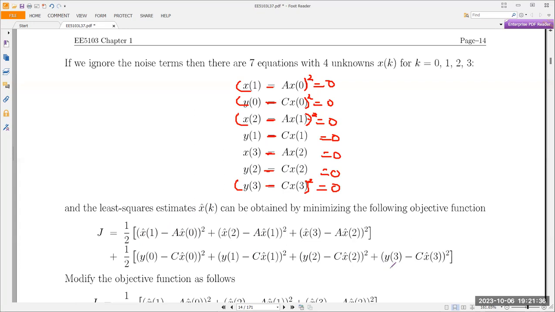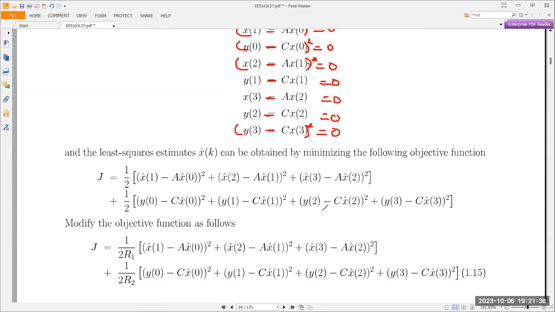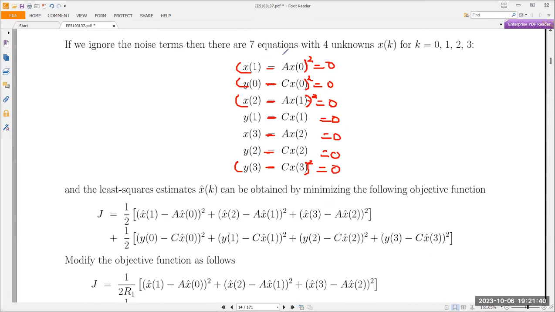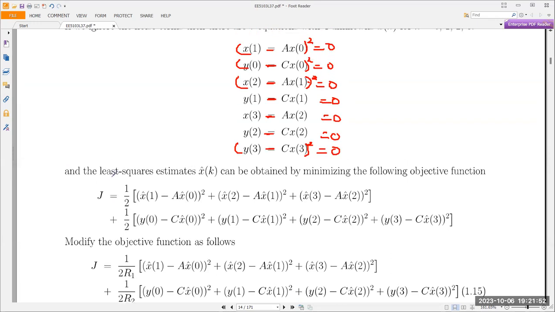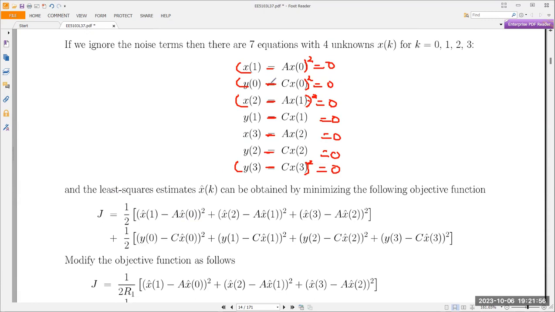All right. Then to find the x hat 0, x hat 1, x hat 2, I make sure I find the smallest J. The smallest J will give me x hat 0, x hat 1, such that when I substitute inside here, the left side is as close to 0 as possible. It's as small as possible.